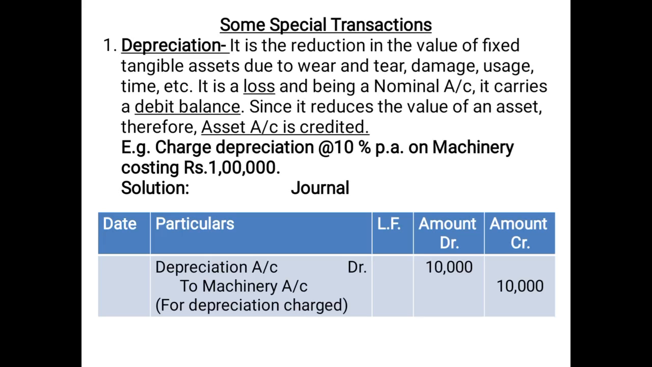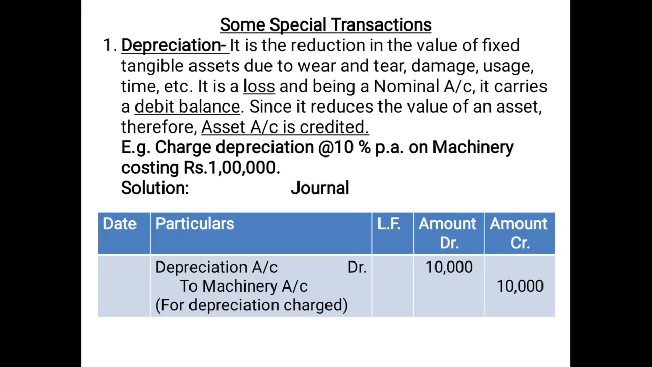Now, if you remember, while discussing the rules, besides the golden rules, we have also discussed various points to remember, in which we had discussed one point, that all the assets carry a debit balance, and if the value of asset increases, we debit it more, and if the value of asset decreases, we credit it. Therefore, depreciation will be debited because it is a loss, but because of this depreciation, the value of asset is decreasing, and therefore we will credit the asset account.